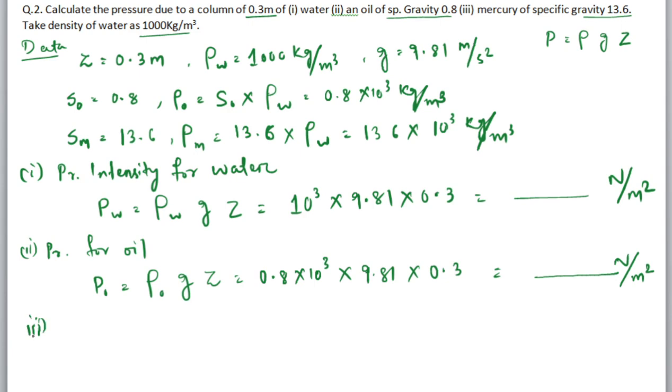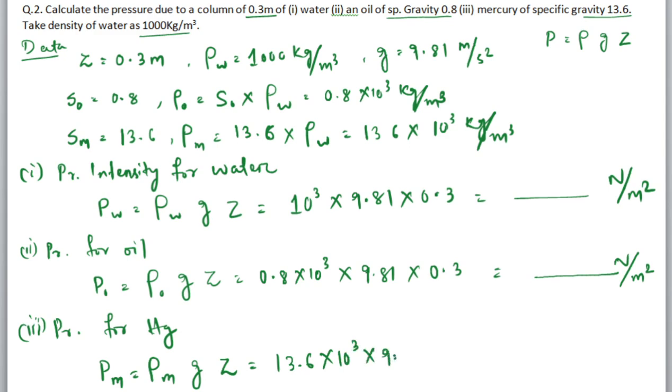Then you can do the calculation, which will be in Newton per meter square. Then the pressure intensity for mercury. So the pressure for mercury is equal to the density of mercury times g times Z, equal to 13.6 into 10 to the power 3, times 9.81, times 0.3. From this you will get the answer in Newton per meter square. So you can do the calculation part, which is quite easy.